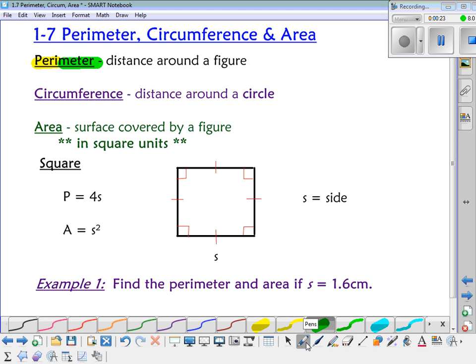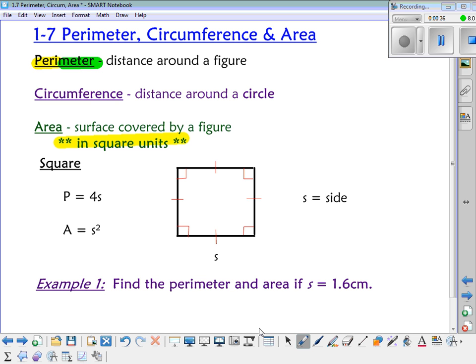Circumference is the distance around a circle. So it's the same idea as perimeter, but it has to do with circles. Area is the surface that's covered by a figure. Area is in square units, okay? Perimeter and circumference are just in regular straight units, but when we have area, it's in square units.